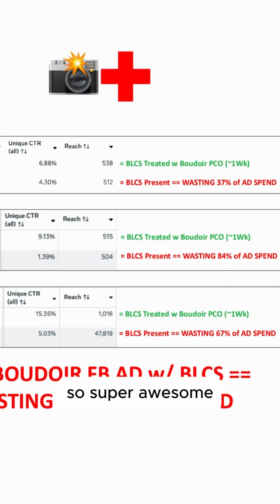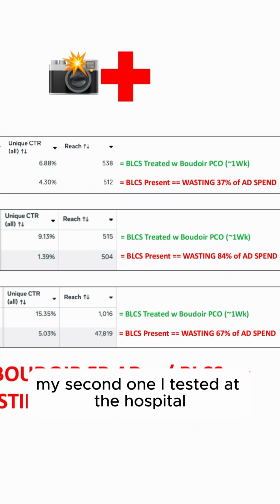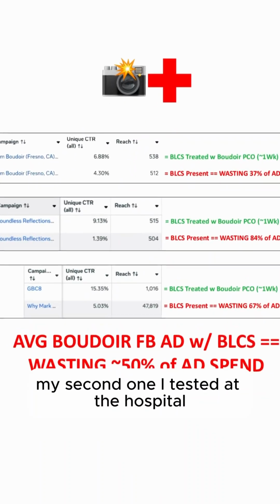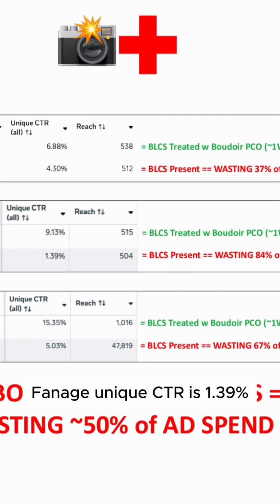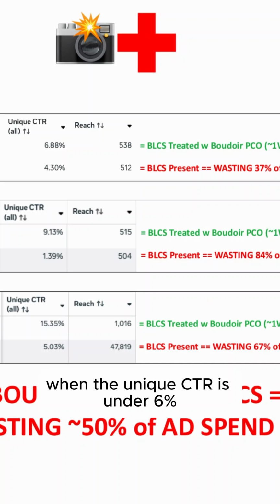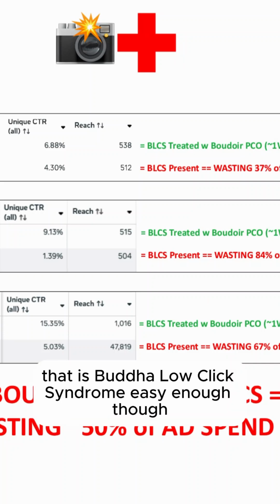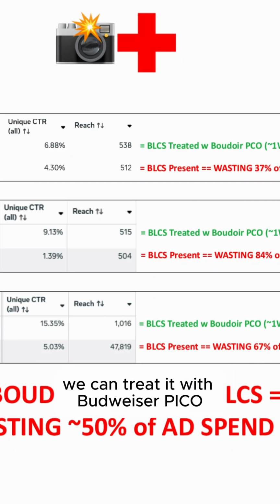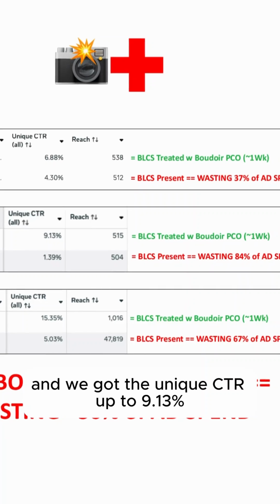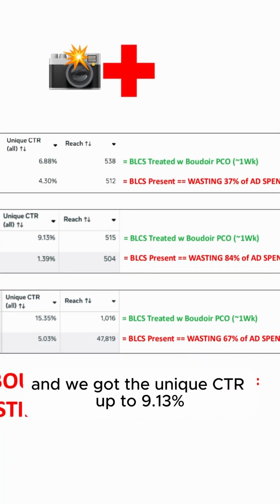So super awesome. Next we have my second one I tested at the hospital, found out unique CTR is 1.39%. When the unique CTR is under 6%, that means BLCS is present. That is Boudoir low-click syndrome. Easy enough though, we can treat it with Boudoir Pico. It takes about a week. And we got the unique CTR up to 9.13%.